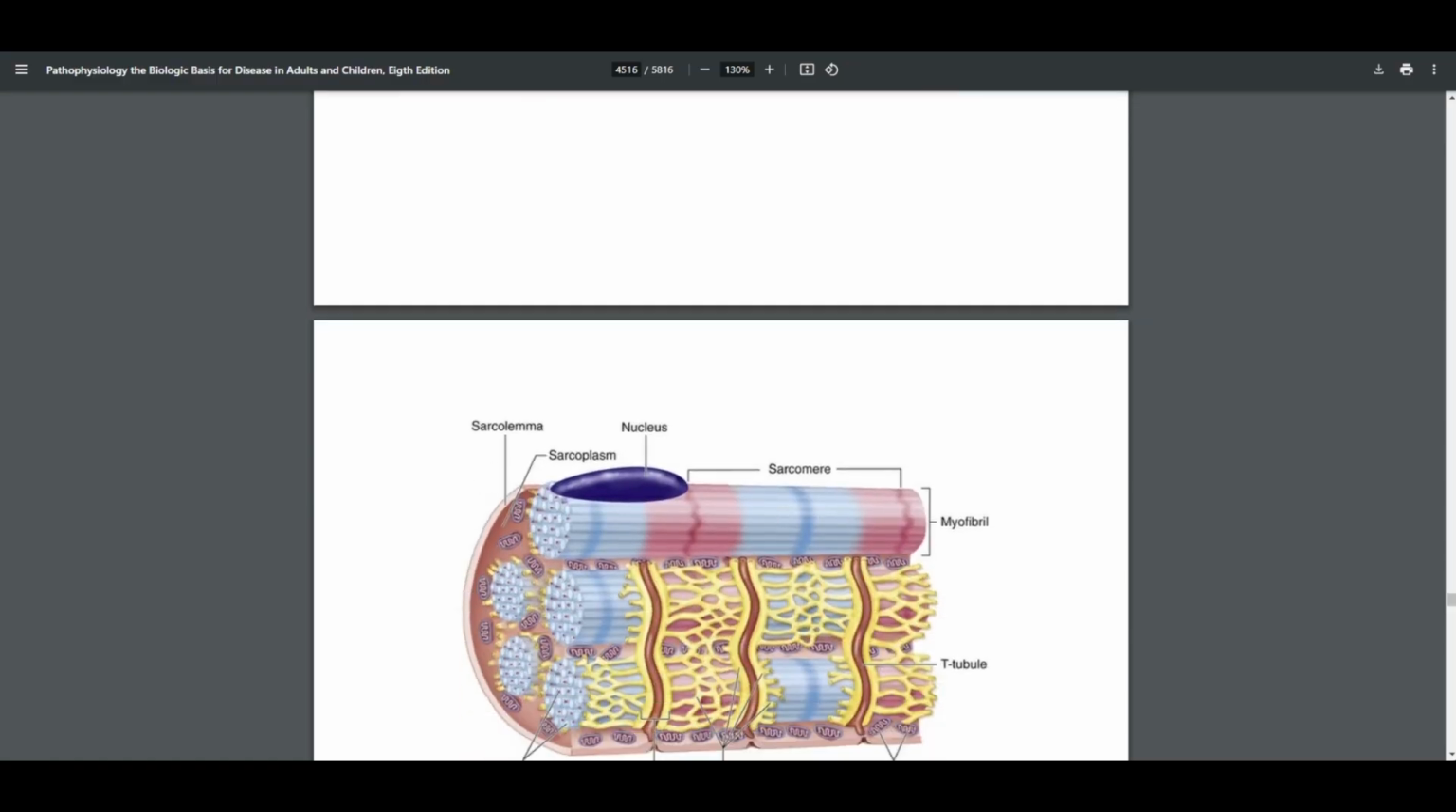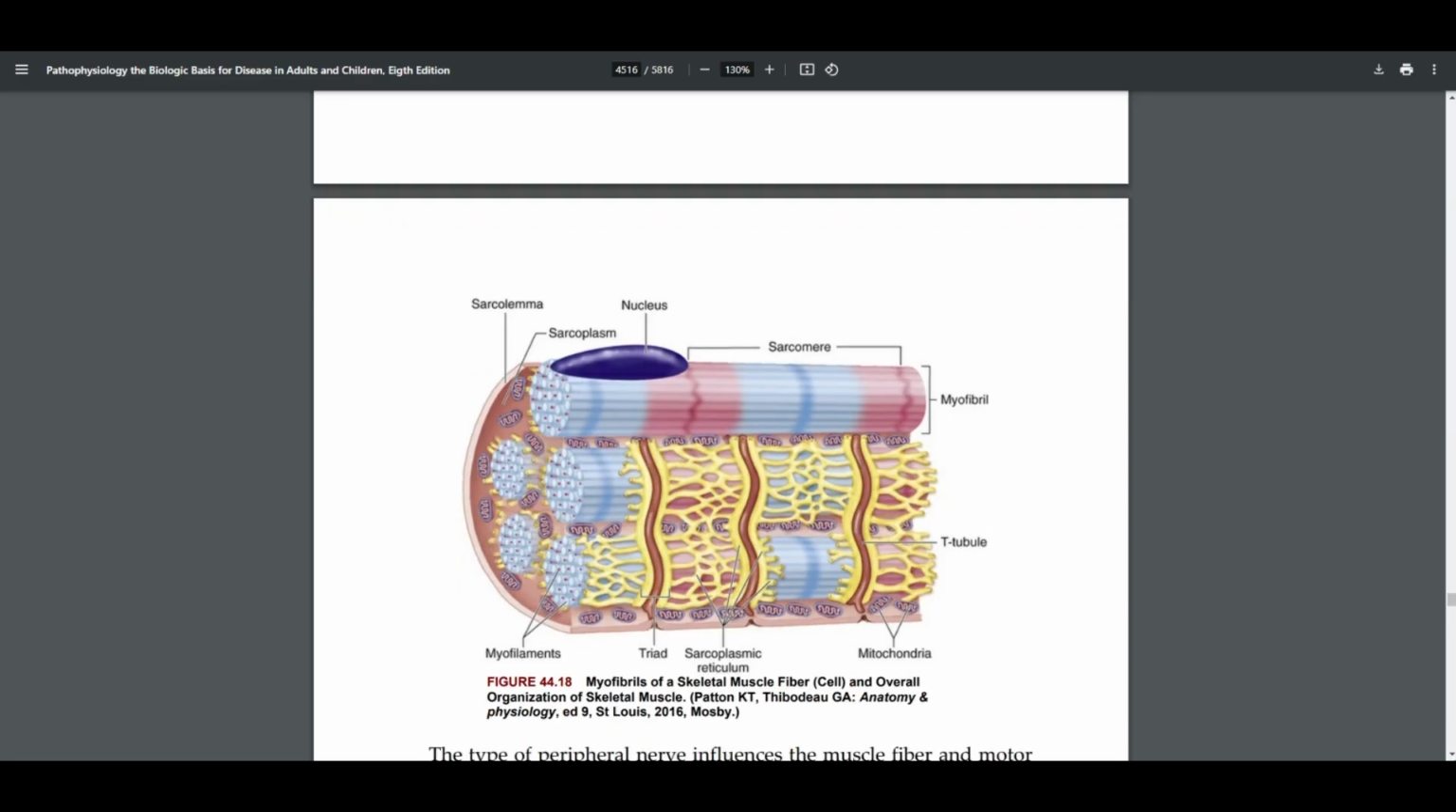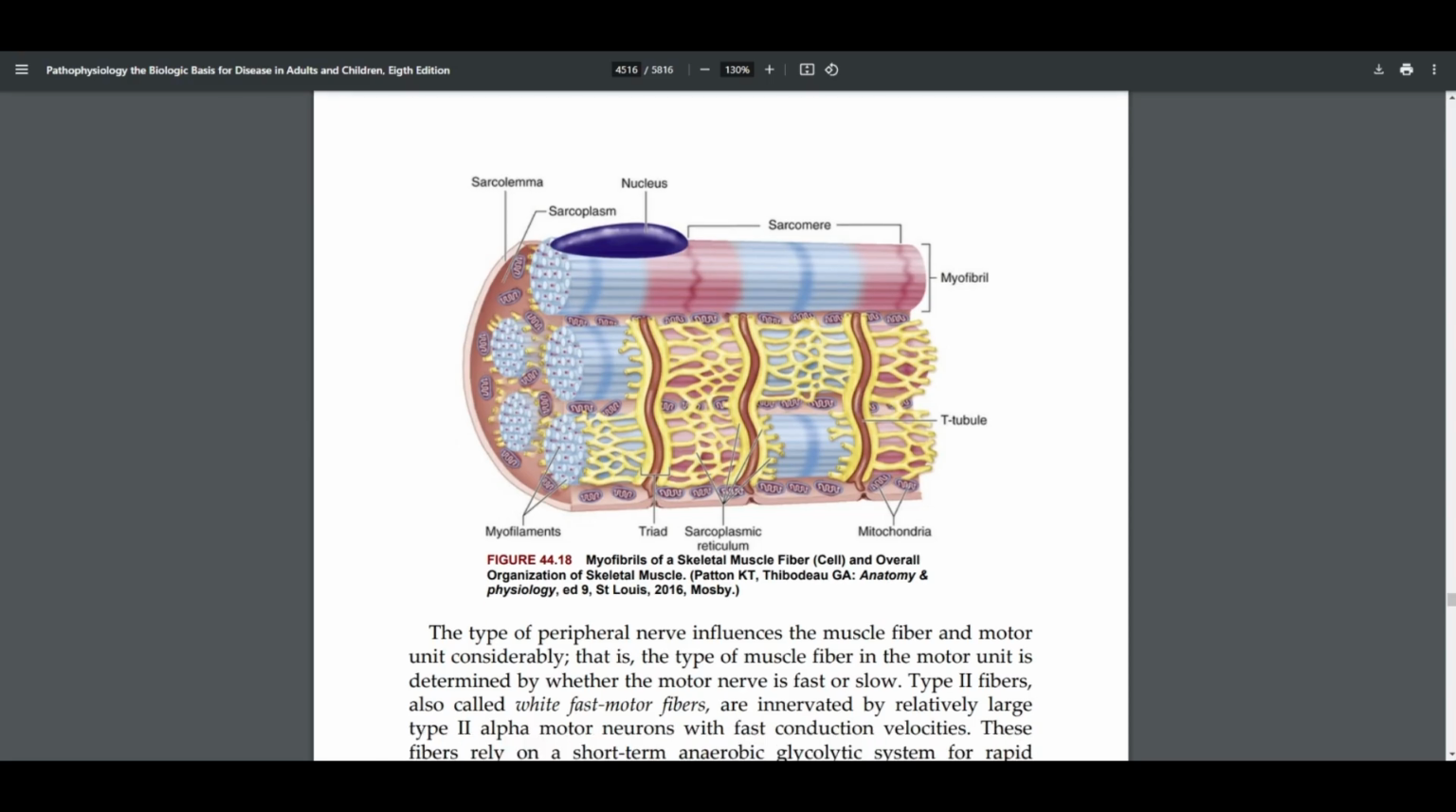So here we're taking a look at myofibrils of the skeletal muscle fiber. Again, not a bad spot to stop and do a quick refresher for your anatomy.